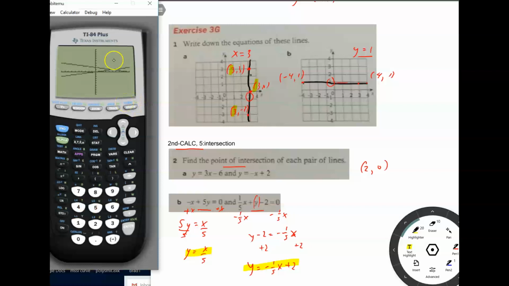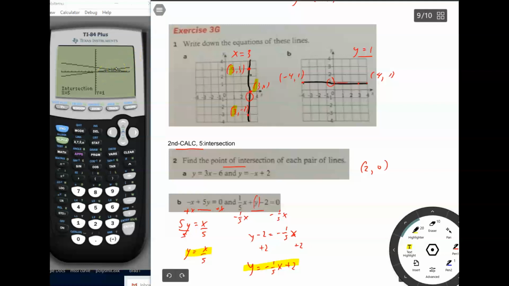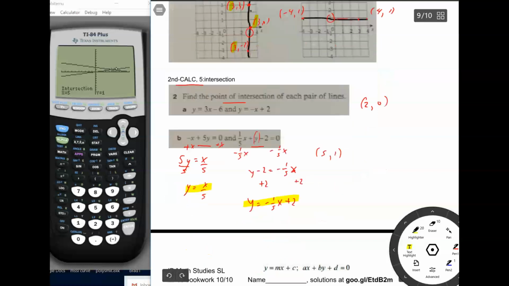Okay, so the two lines obviously intersect there. So we're going to do second calc intersect, which is number 5. And then we're just going to hit first curve, yes. Second curve, yes. Guess, yes, because there's only 2 functions programmed in the calculator, and there's only one intersection, so it's pretty basic. So the intersection point turns out to be 5, 1. Okay, and that's it for page 9.